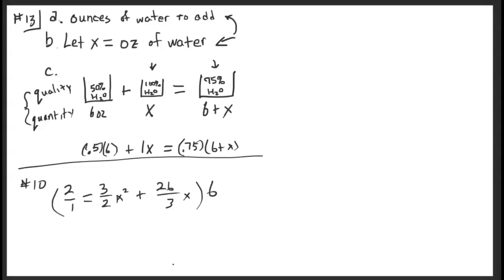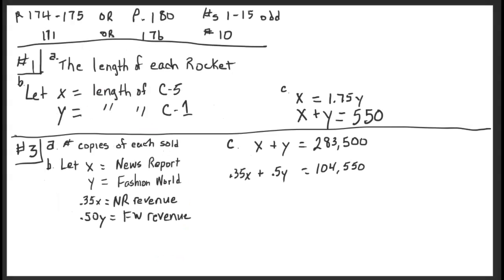Okay? All right, so that's 5-8. Hope that makes sense. And you have your assignment right there. 1 through 15 odd for 5-8. That's either page 180 or pages 174 to 175. And number 10 on either page 171 or 176, right? So you're either this set of pages here or this set of pages here doing these problems. All right, enjoy.